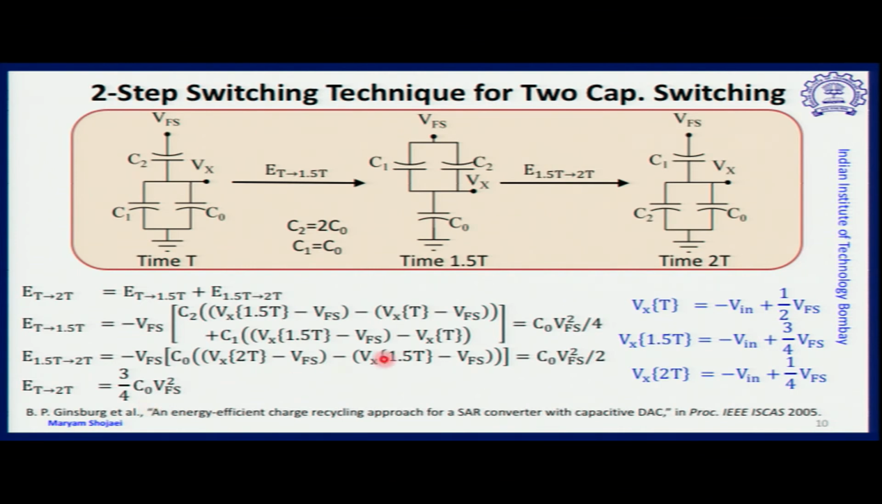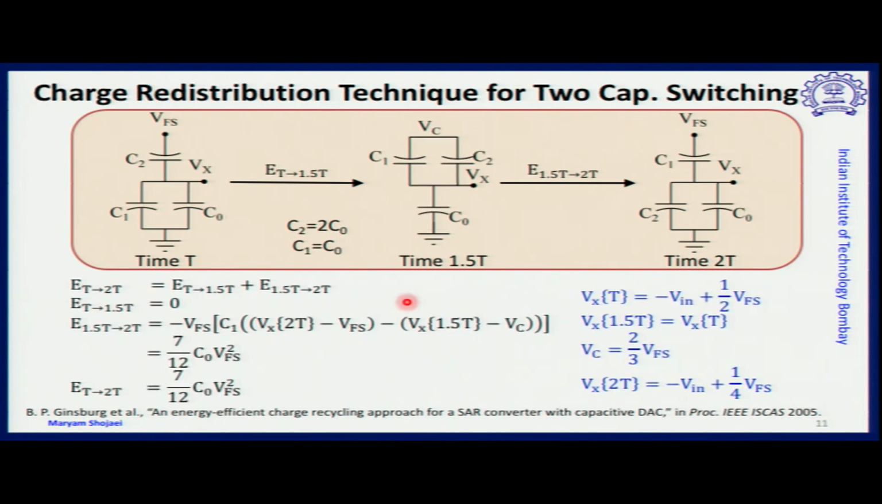So, what we did? We moved from V full scale by 2 to intermediate 3 by 4 V full scale, and then we reached the final target value of 1/4 V full scale in two-step switching. But this is not the only way. We can think of other ways as well. Next, we go with two-step switching, but we do one more thing.